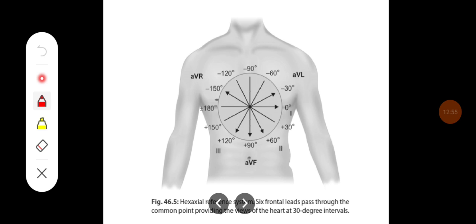Okay, so this is showing the different axes. This is the axis for lead 1, this is the axis for lead 2, and this is the axis for lead 3, and AVR, AVL, AVF are going to intersperse between these three limb leads, which is going to form a hexaxial vector.